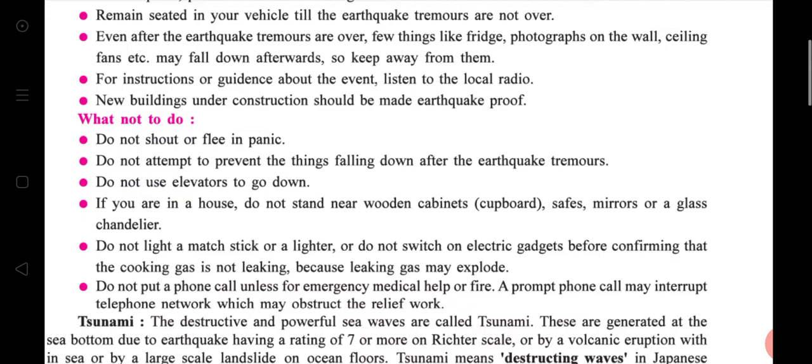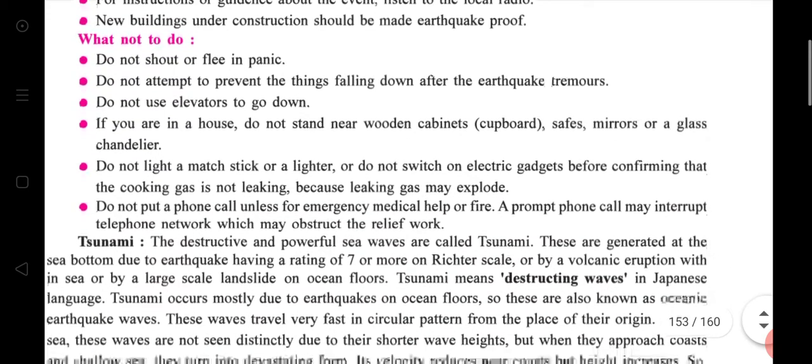If you are in the house, do not stand near the wooden cabinets. I mean to say cupboards, safes, mirrors, or a glass chandelier. Then do not light a matchstick or a lighter, or switch on electric gadgets before confirming that the cooking gas is not leaking, because leaking gas may explode. Then do not make a phone call unless for emergency medical help or fire. A flood of phone calls may interrupt the telephone network, which may obstruct the relief work.